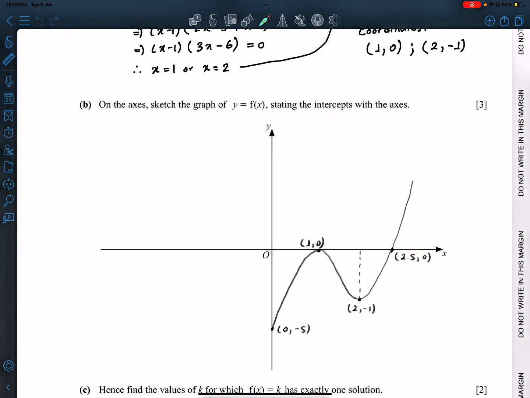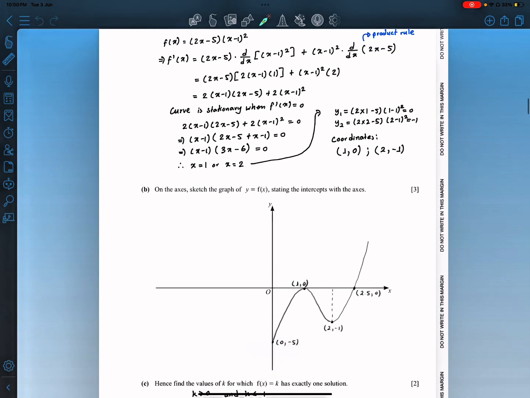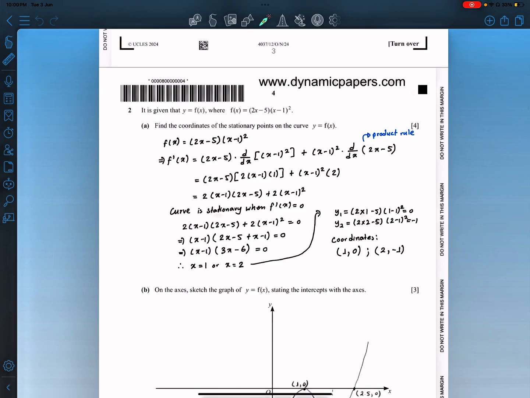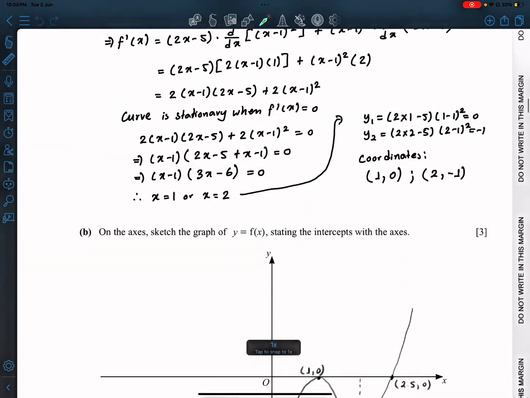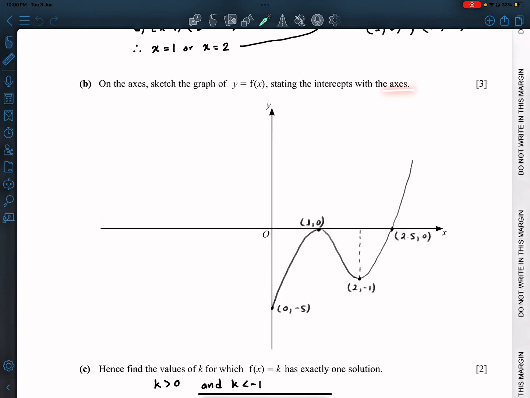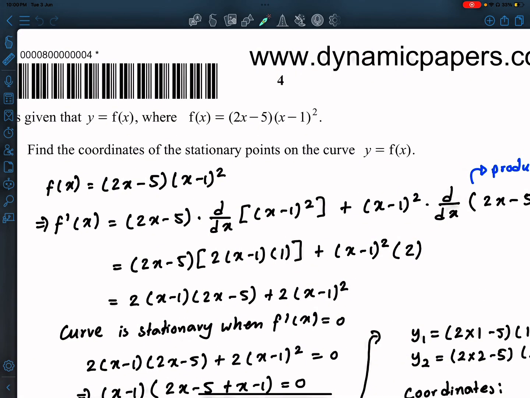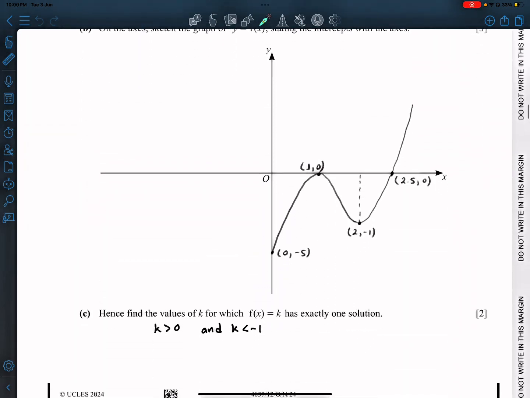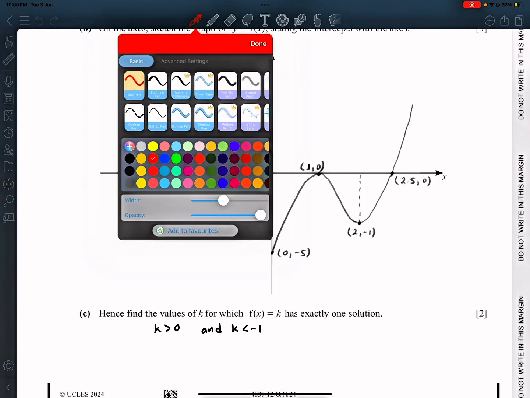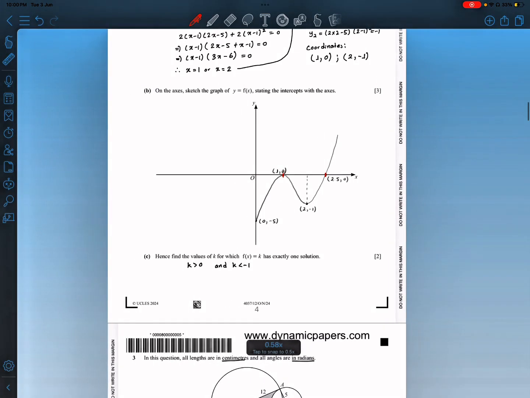Okay. On the axis, sketch the graph of y equals f of x, taking the intercept with the axis. To find the roots of this equation, we need the x-intercepts. First, let's find the x-intercepts of the function. To find the x-intercepts, we need to equate this function to 0. So we find x to be equal to 5 by 2 or x equals 1. So those are two of the points, so let's mark those 2 points with our red pen. These are the 2 points that are the intercepts.